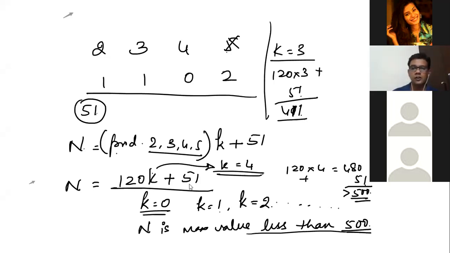When I place k value as 1, I get the next number. K value as 2 is the third number, and as you keep putting k values, you get different kinds of numbers. Now, depending on what the question is asking, that's how your k value will vary. So if the question says that n is the maximum value less than 500, I have to put a k value such that this n value that I get is less than 500 and it is maximum.